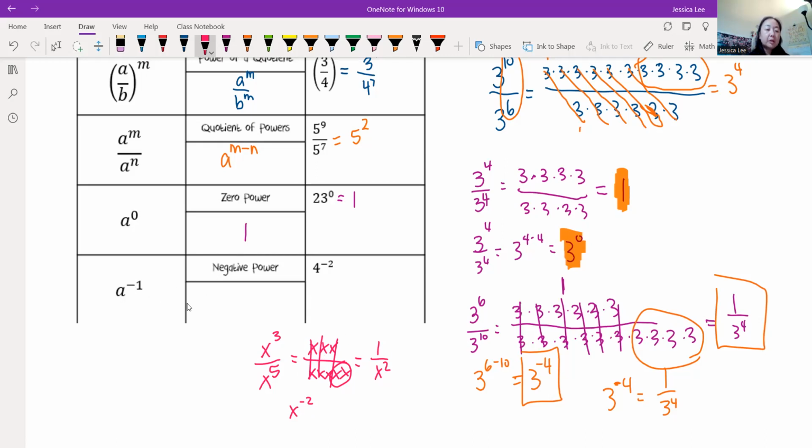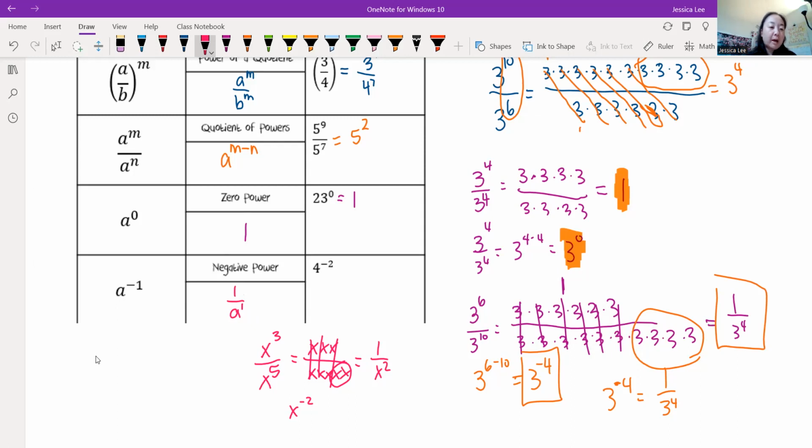So a to the negative 1 just means it's going to be 1 over a to the 1. Technically, we don't put the 1 in there. We know that a just means a to the 1. Oh, by the way, if you see any x or any variables or even numbers with no exponents, what exponent is that?